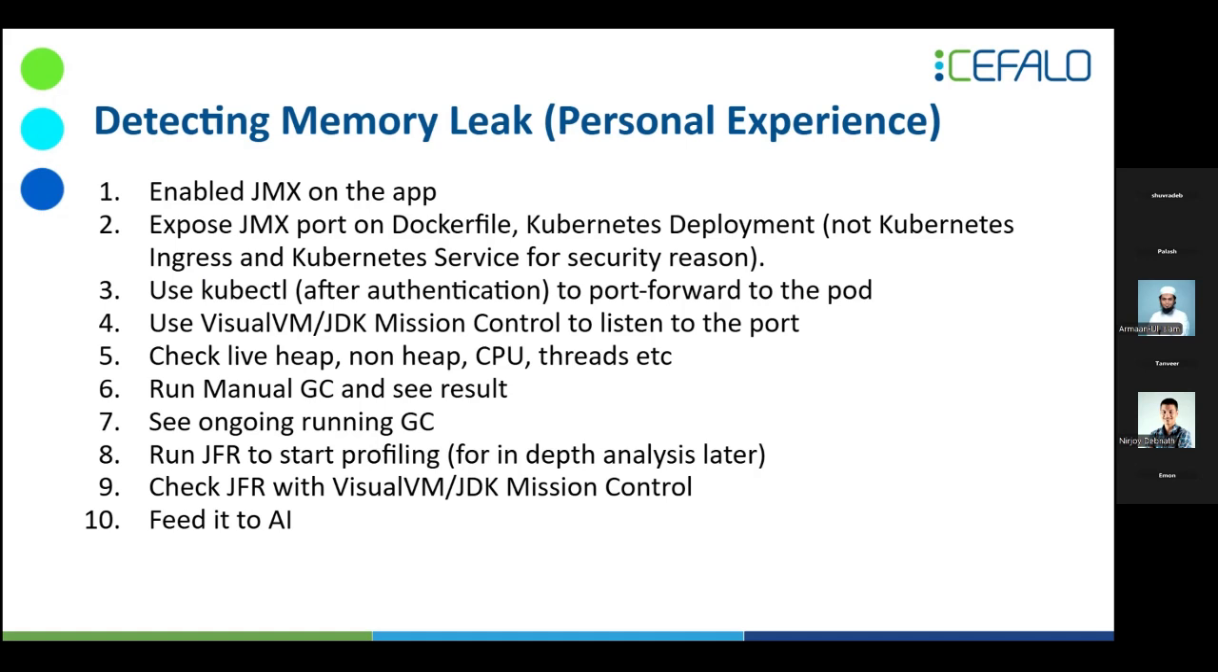So I then used Visual VM. I actually use JDK Mission Control, but you can use Visual VM as well to listen to the port and see live heap, non-heap, CPU, threads, and all those other stuff as well. I also ran some manual GC to see if it makes an improvement or not. It didn't make any improvement. I also saw some logs of some ongoing GC running in the tool.